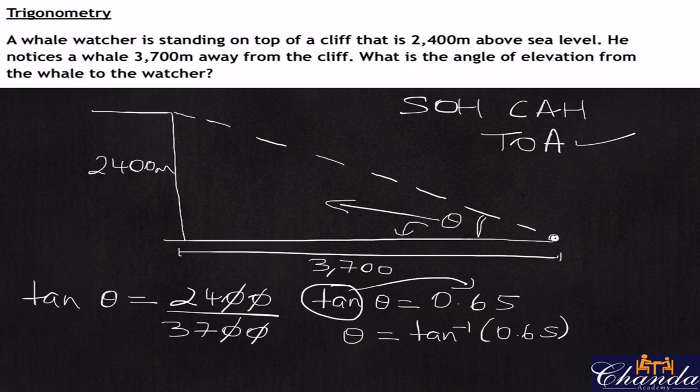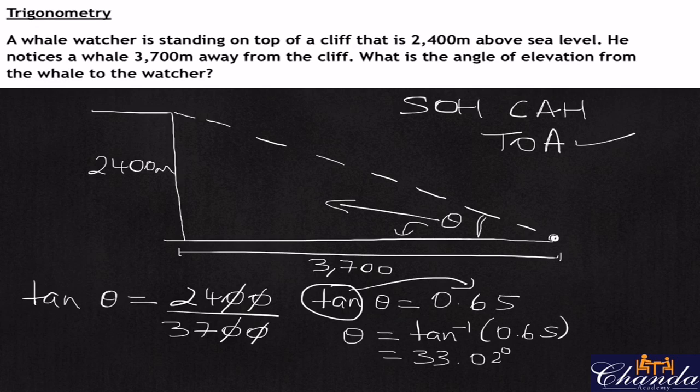Taking the tan over to the other side, we have theta is equal to inverse tan of 0.65, which gives me approximately 33.02 degrees. So again, guys, to answer this question, please do answer it in a worded form. To answer in a worded form, it would simply be the angle of elevation from the whale to the watcher is 33.02 degrees. It's a perfect way to end the question.